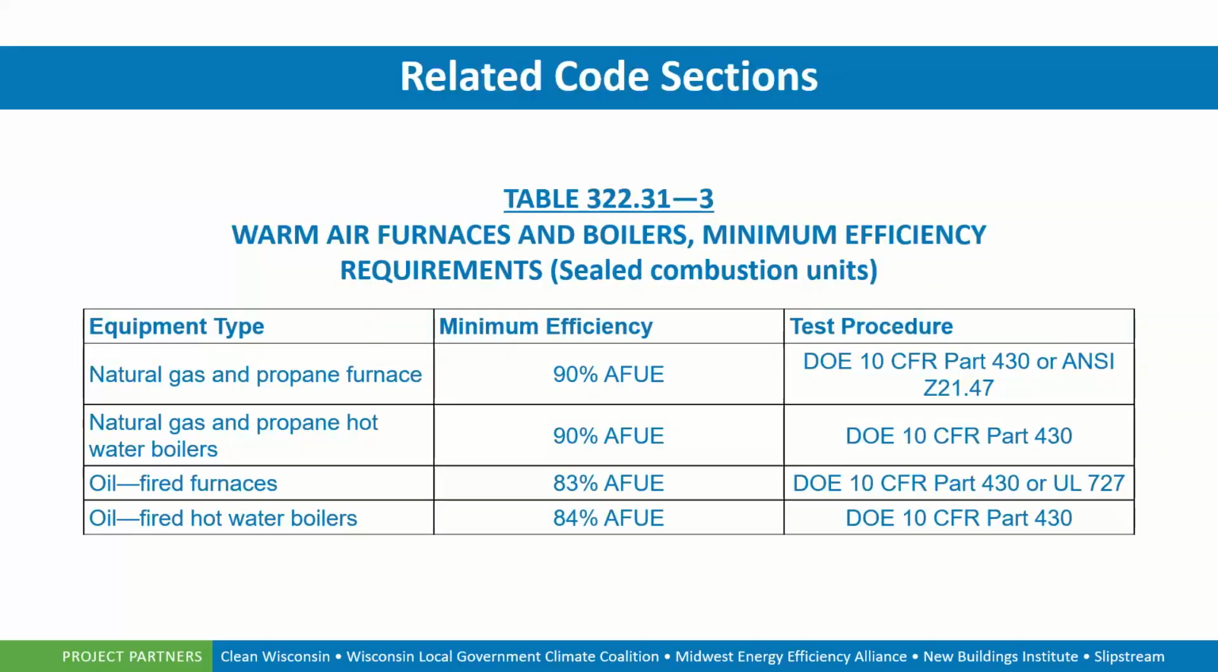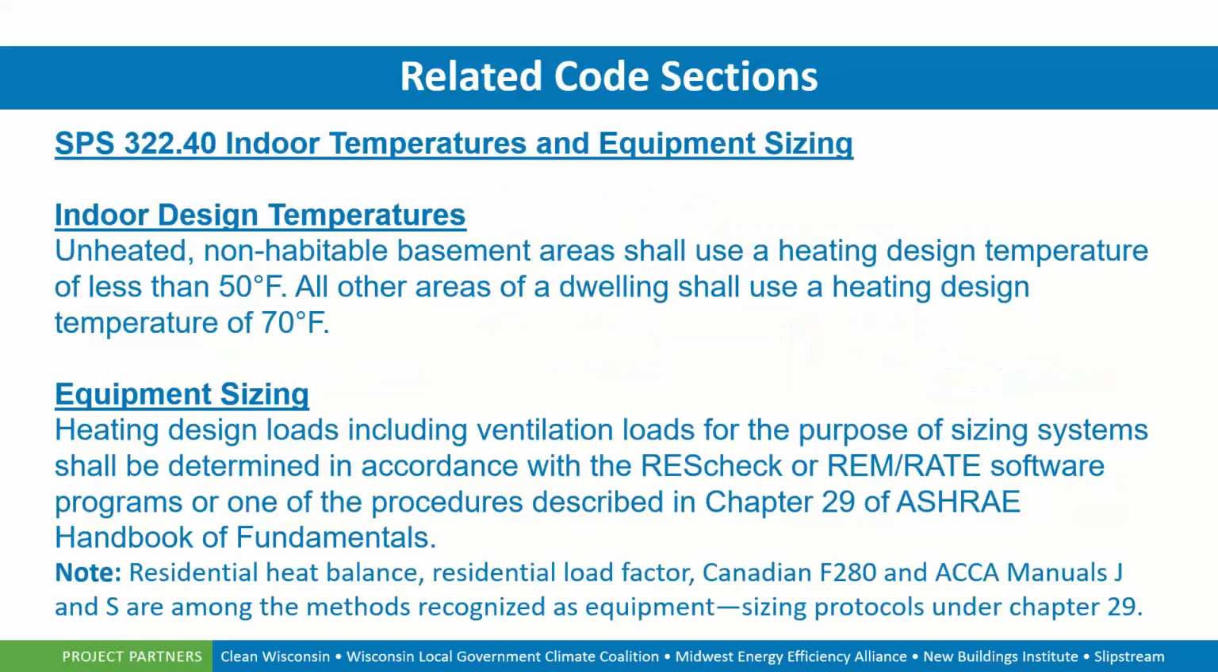So when we look at the UDC, this Table 322.31-3 just sets the minimum efficiencies for sealed combustion units for natural gas, propane, and oil. So again, looking at the code, I'm sure everybody's familiar with that. We're going to just relate to a few passages at the beginning of this presentation to the code itself.